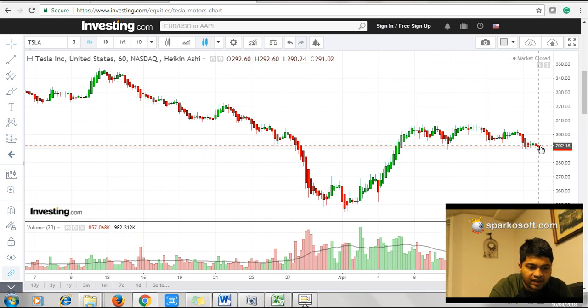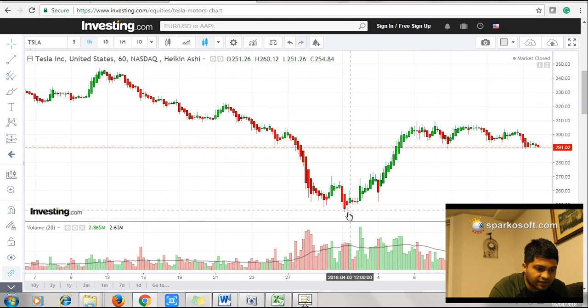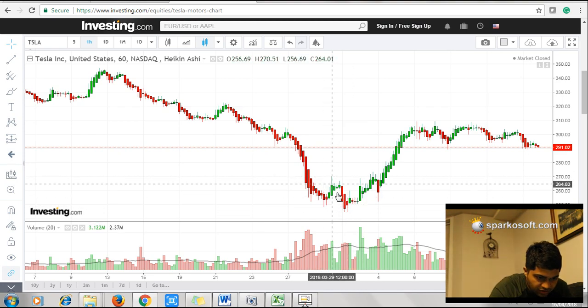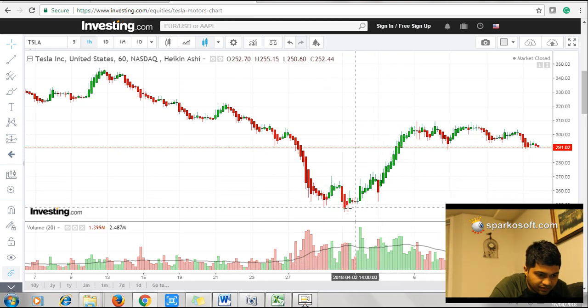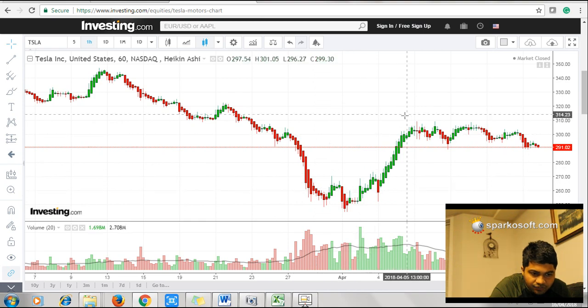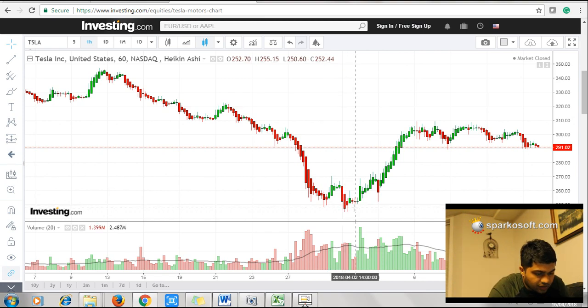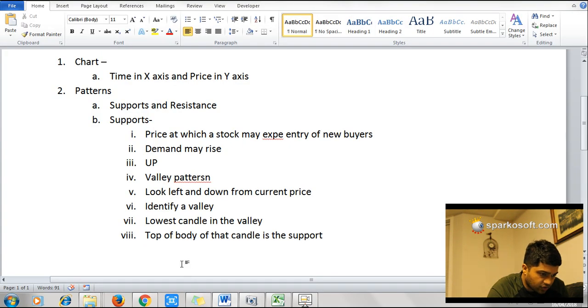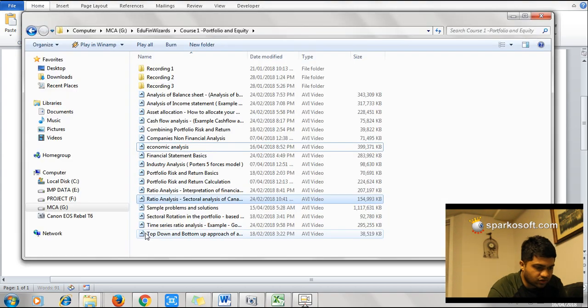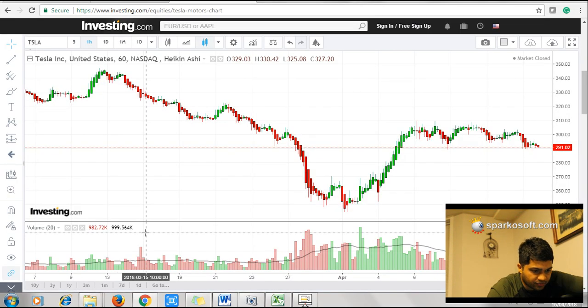So what we have seen is that we have to identify a valley. For identifying a valley, look left and go down. So this is the first valley that is there. This is the long valley. Now we try to find the lowest candle in this valley. So this is the lowest candle, right? Then not top, it is base, sorry, the base of the body of that candle is the support.